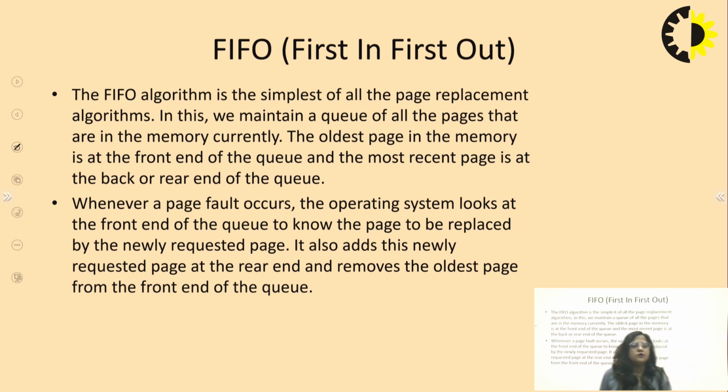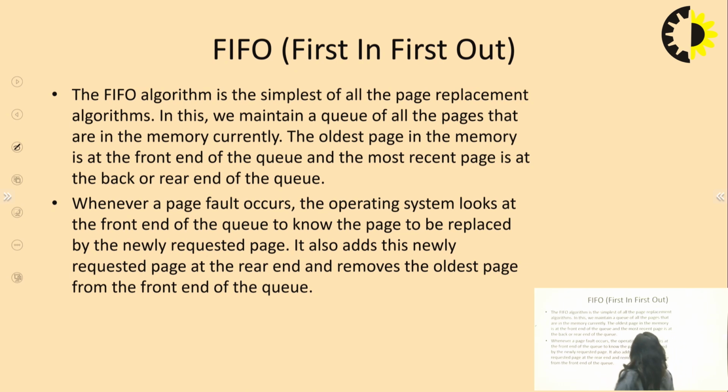So first one is FIFO. FIFO means first in, first out. The FIFO algorithm is a simple page replacement algorithm. In this we maintain a queue of all pages that are currently in memory. The oldest page in memory is at the front end of the queue, and the most recent page is at the back, the rear end of the queue.